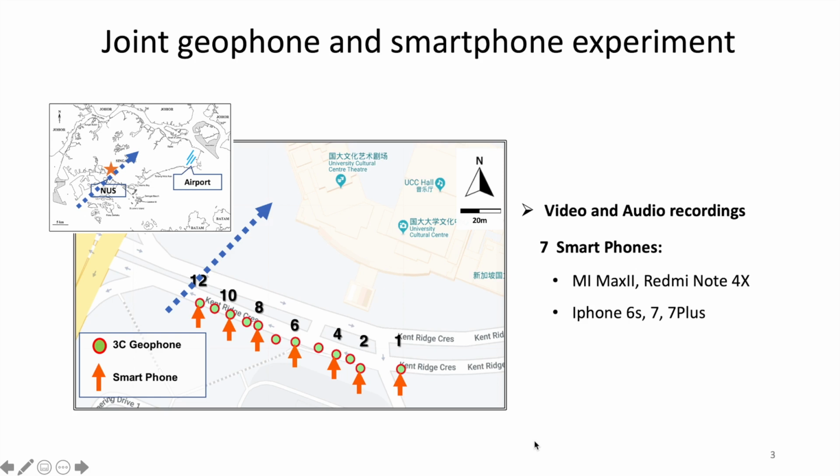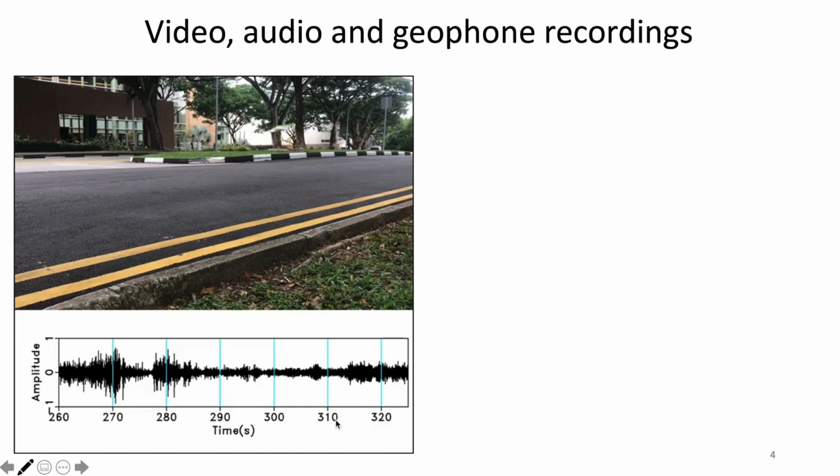Now, let's first see what we have recorded at station 6. On the top left panel is a piece of video recorded by the smartphone. We extract the audio from the video and plot the audio's waveform in the bottom panel. Let's watch the video.